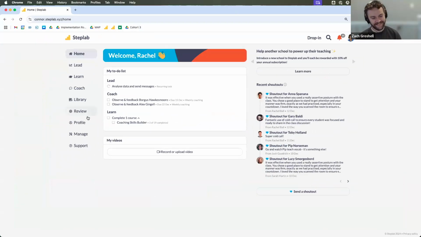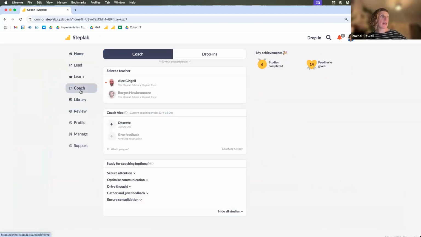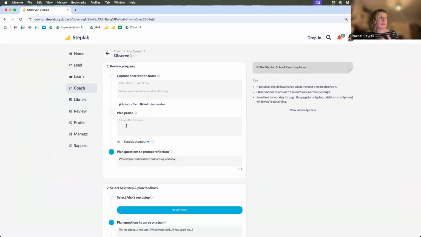Okay, so just to situate this for you then, when you go and coach somebody on Steplab, we click coach, and the idea is that you're doing all of the planning there and then in the lesson. So I'm coaching Alex right now. I'm coaching him for the first time. So I click observe, and then I've got my laptop, my tablet, my device with me. And then Steplab's prompting me to do a few different things.